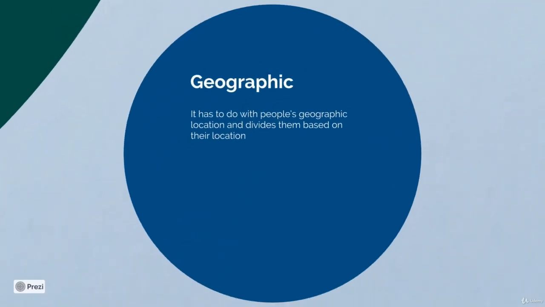The final type of market segmentation is geographic segmentation. Geographic segmentation is pretty self-explanatory. It has to do with people's geographic location and divides them based on their location.